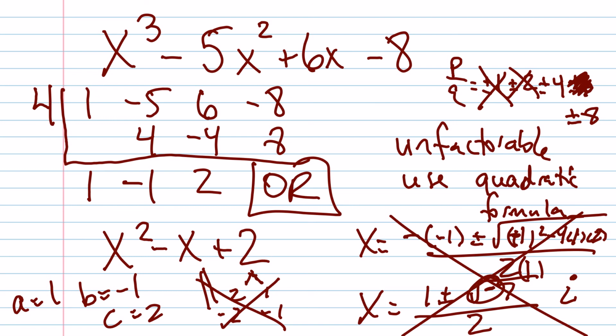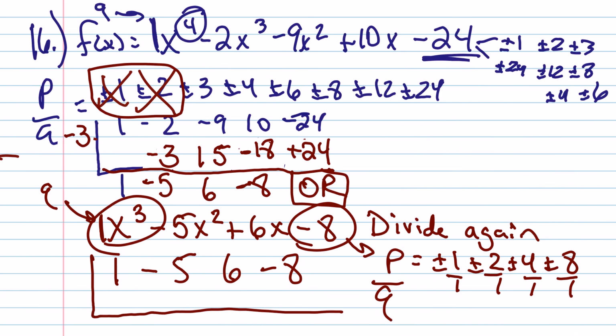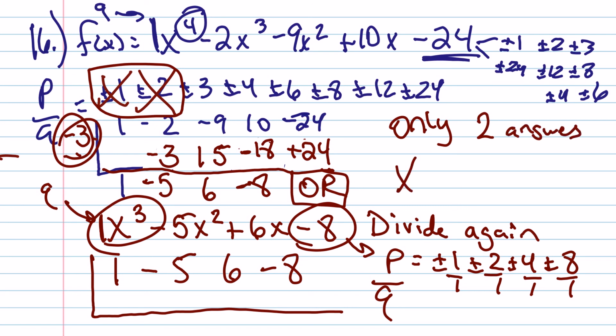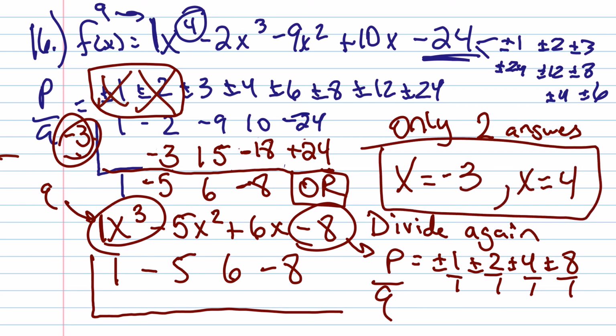So these are not real answers. So I don't even need them. So my only two answers are x is 4, and from the previous page, x is negative 3. So there's only two answers. x is equal to negative 3. x is equal to 4. And that finishes this problem.